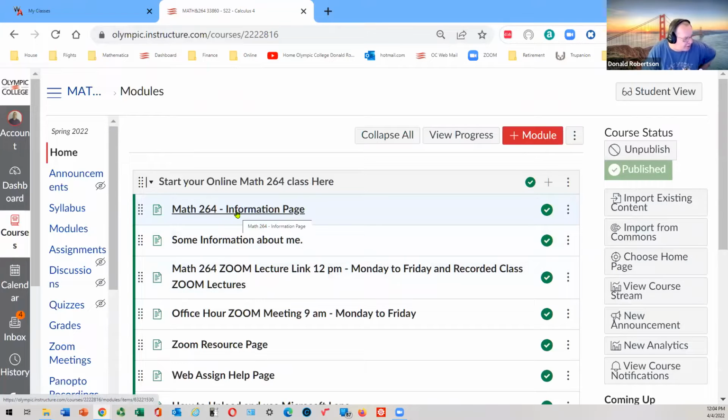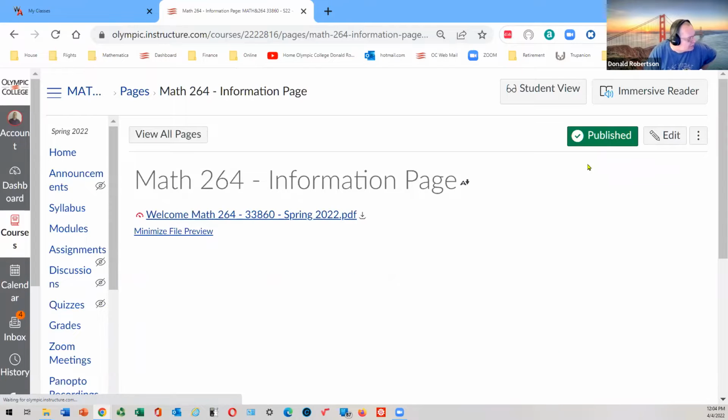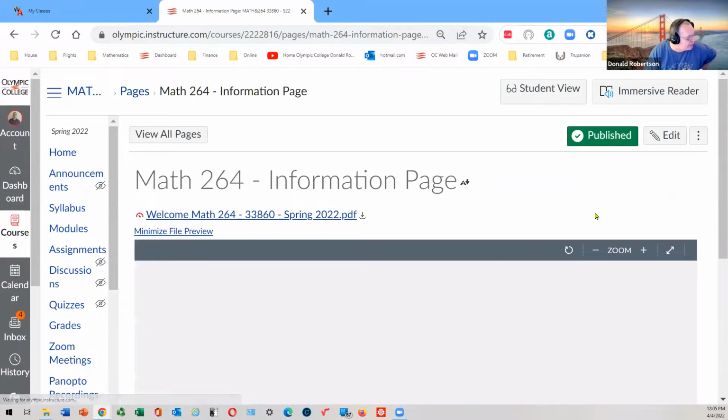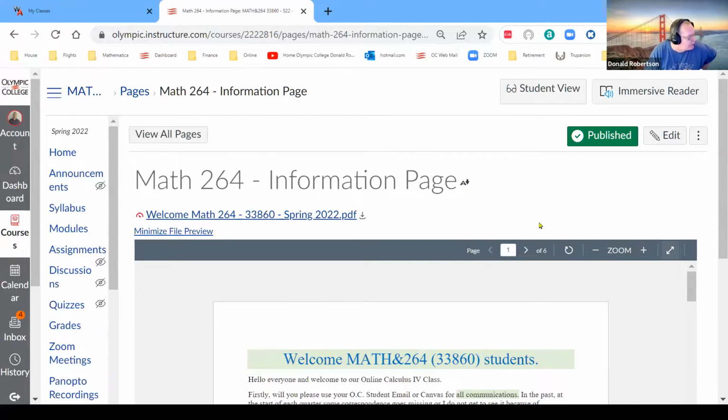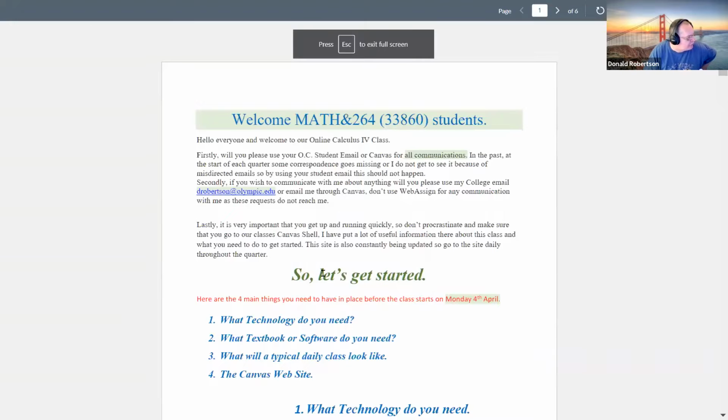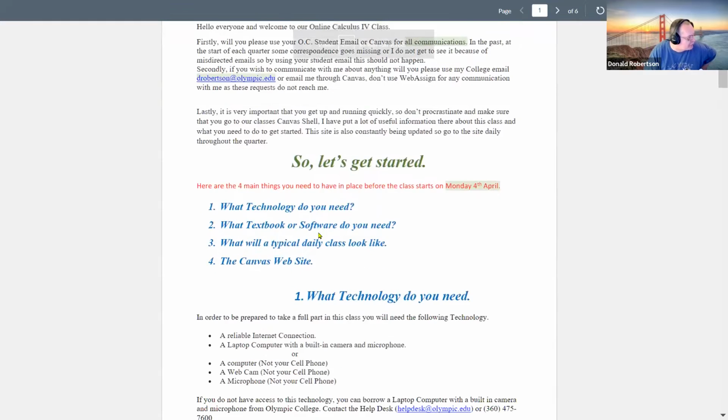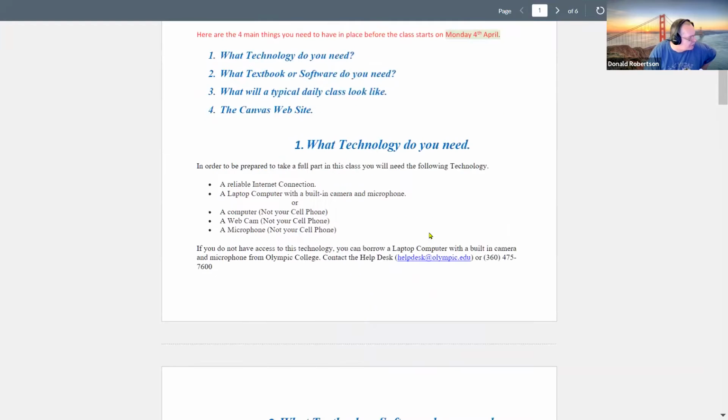So the first page I would go to, although most of you know me, so this is really just duplication, but not everyone here got me last quarter. So for them, it is brand new. For their benefit, I need to do this. What we're looking at here is the welcome page, and it basically tells you everything you need to get started.